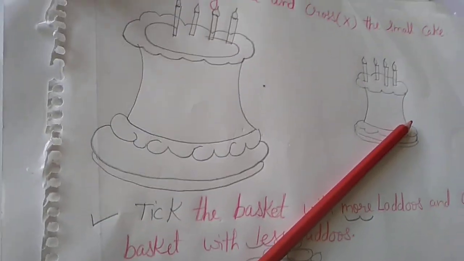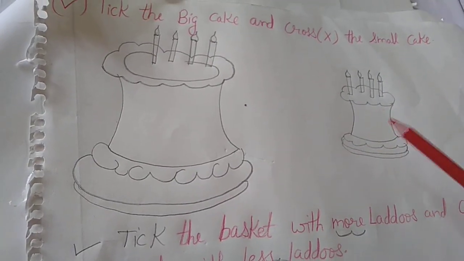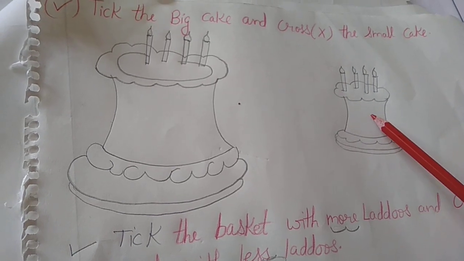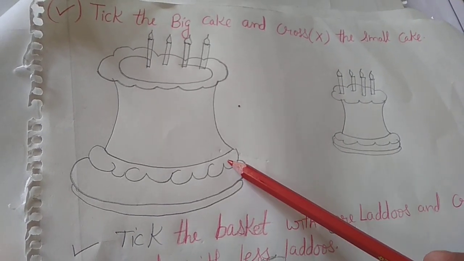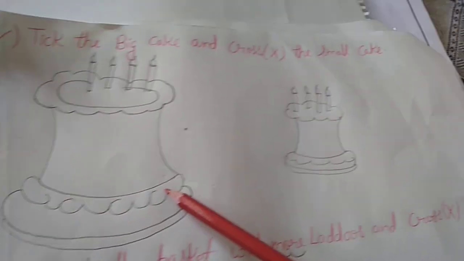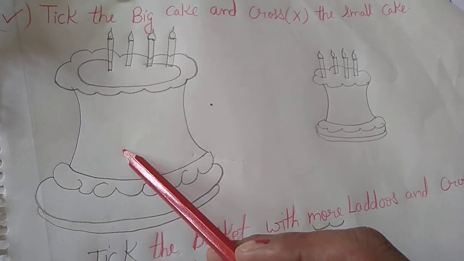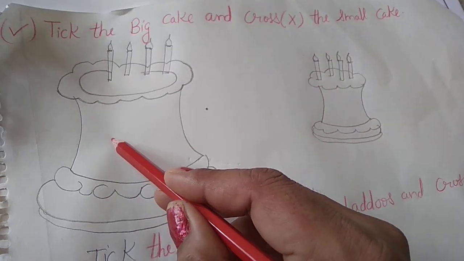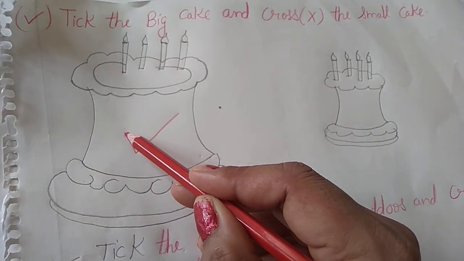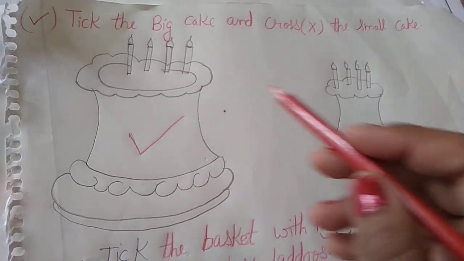Now can you recognize which is big and which is small? Yes, look, this cake size is small and this cake size is big. So what do we have to do? We have to tick the big cake. So this is the big cake. We shall tick this cake like this. First make a slant line, then another slant line, and that makes a tick.